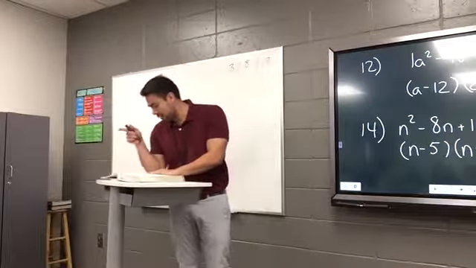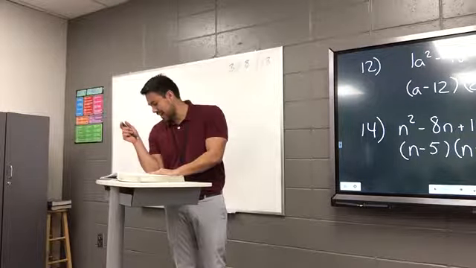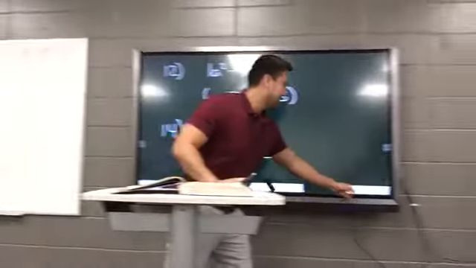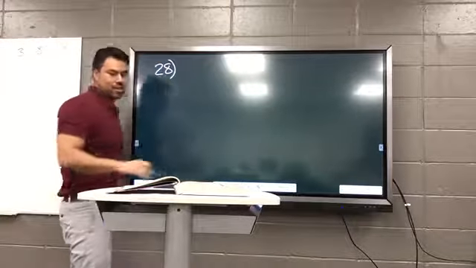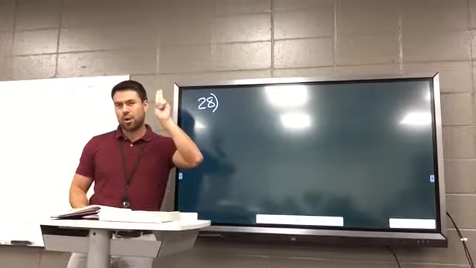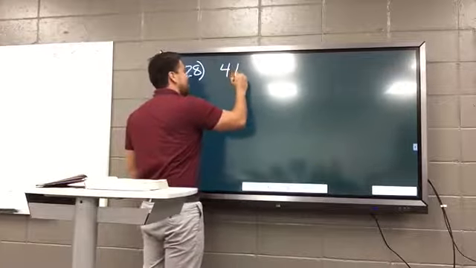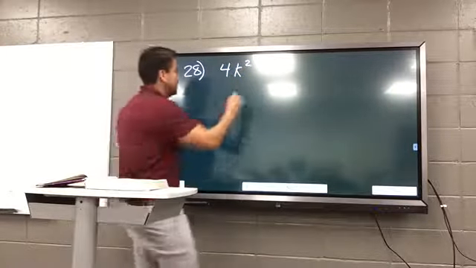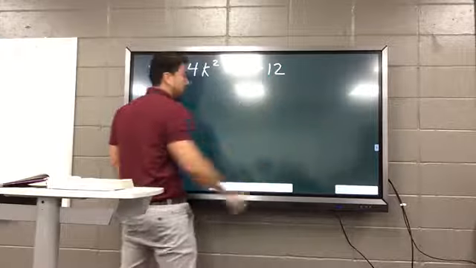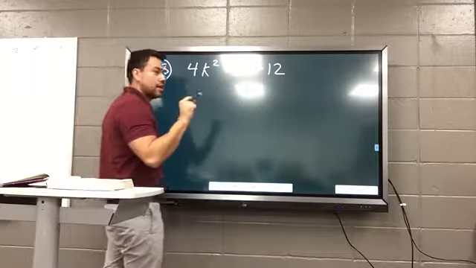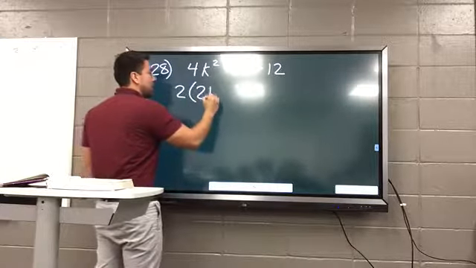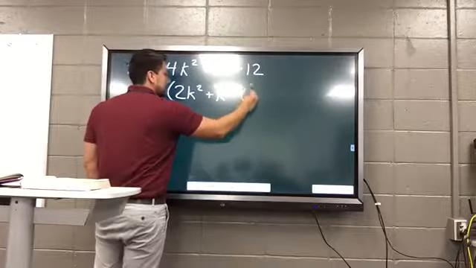Okay, the second type of problem is like number 28, all the way down there. Taylor, I'll give you a little bit of time. Looking at that trinomial of second degree, what's my first step? Yeah, they all have a common factor of 2. So I'm going to factor that out first. I need to do that first. It makes the numbers easier to deal with and the factoring easier to work with. So 2 comes out: 2 times k squared plus k minus 6.